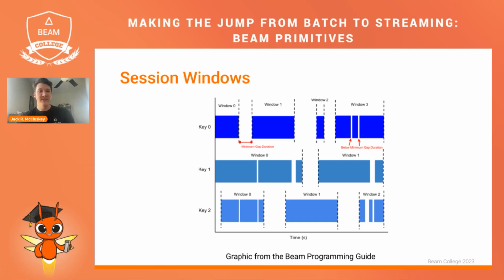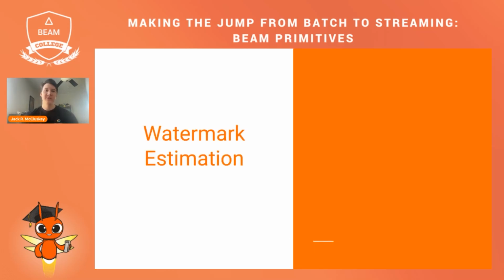So key 0, for instance, you have a first window, and then the minimum gap duration is exceeded. So the next slate of events happens in window 1. Similar thing, a gap, you have window 2, another gap, and then window 3. Here, you do have gaps in your data, but they are smaller than the minimum gap duration, so all of this data winds up in window 3. You can see similar behavior with key 1. You only have 2 windows produced because there's only 1 sufficiently large gap. Same with key 2, you have 2 sufficiently large gaps that turn into 3 windows. So that's a quick overview of windowing.